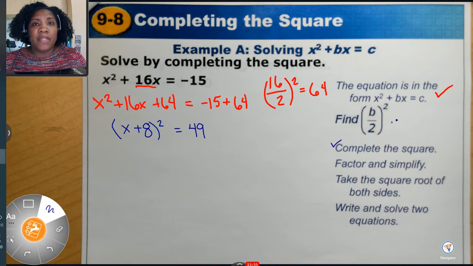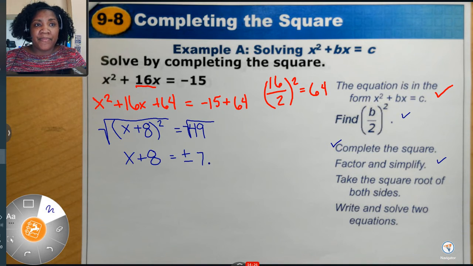Now, so we've completed the square. We need to factor and simplify. We just did that. Now we need to take the square root of both sides. So then I'm going to take the square root of this entire side, and I'm going to take the square root of the right side as well. So the square root of x plus 8 binomial squared just leaves me with the binomial by itself. So x plus 8 is now free underneath the radical. And the square root of 49 is plus and minus 7. So we've done this next step.